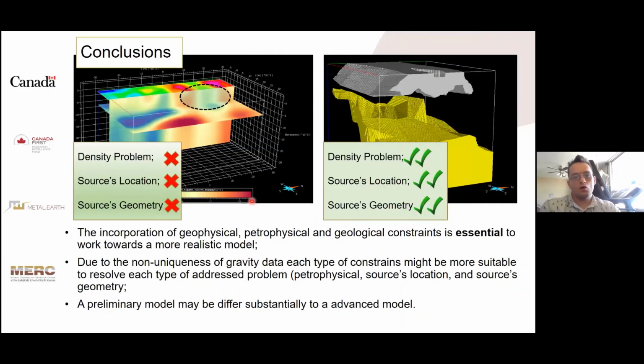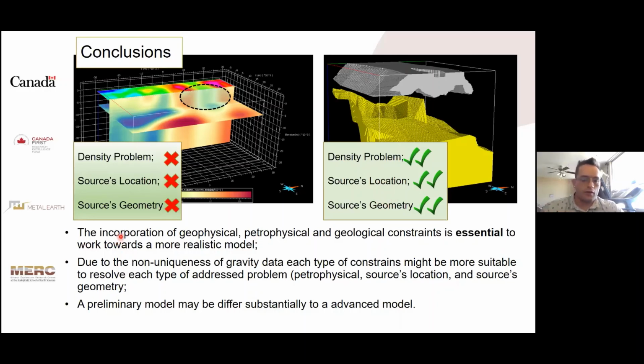And as a conclusion, we have seen this presentation today. We have a very simple, unconstrained model, where we don't have any control over density problem, source location, or source geometry. And from this model we get to a more advanced model, from a geometry inversion that incorporates a lot of constraints. So we have a good control over all of these elements in the model. But you can keep going. If you have extra information, we can keep going and refine this model. If you have an exploration program, we can have better results.